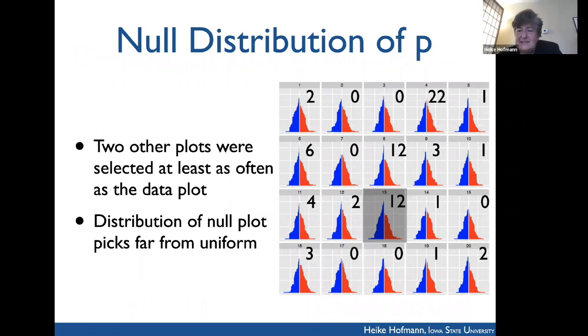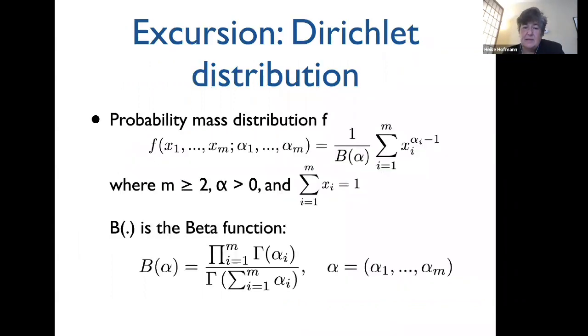What we see in practice here, I've broken down the 72 evaluations to what actually happened, which plots were picked. And you can see that there's 2 plots, number 4 and number 8, that attracted at least as many votes as this data plot. And you can also see that there's a couple of plots that didn't attract any votes. So the distribution for the null plot picks is very different from a uniform distribution. So what do we do instead?